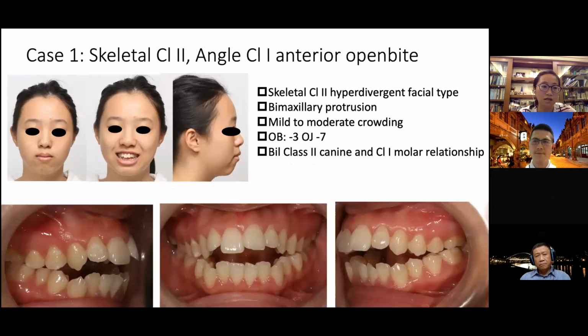First, let us see the first case. This is a 19-year-old skeletal class 2 hyperdivergent facial type with a large anterior open bite. She also suffered from bimaxillary protrusion and mild to moderate crowding. Her overbite is -3, her overjet is 7 millimeters, and she has bilateral class 2 canine and class 1 molar relationships.